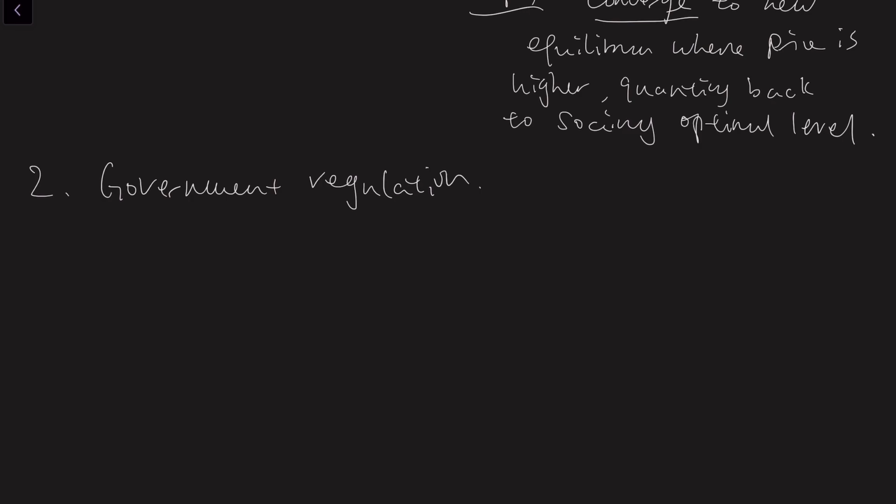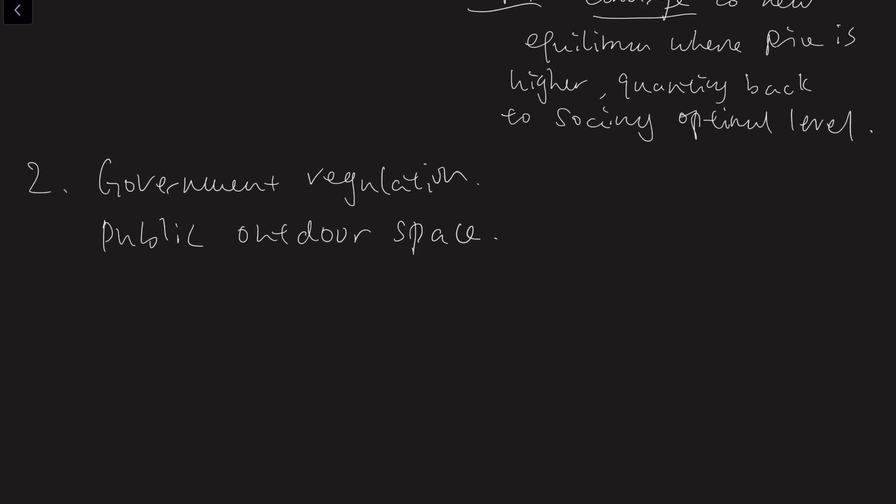So government regulation is designed to change the way that resources are allocated, not by price mechanism, but rather by rules and different policies. So the Australian government, aside from imposing a very high tobacco excise, also has lots of limitations on where you can smoke. So you can't smoke in public outdoor space. And this makes it difficult to smoke.